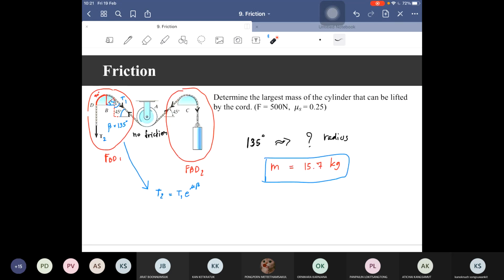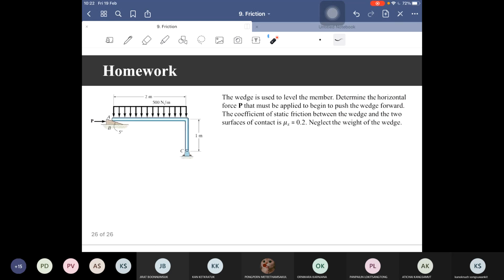Okay, so for today's class, do you have any questions? Okay, if not, I will let you prepare for the next class. Okay, and see you next week. One homework for today: we have the distributed loading acting on this rod, and also you have to consider the frictional force.